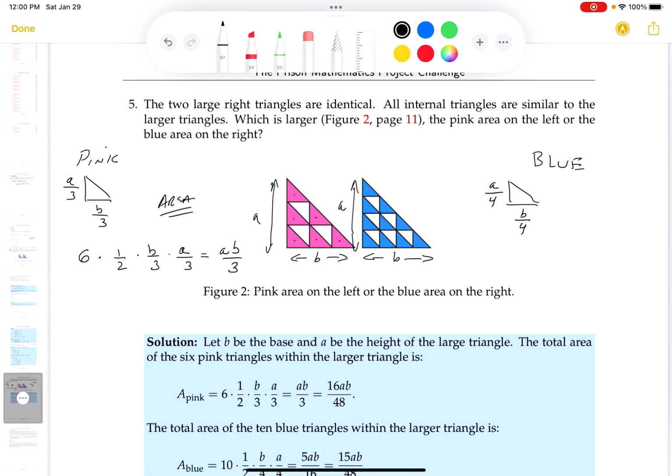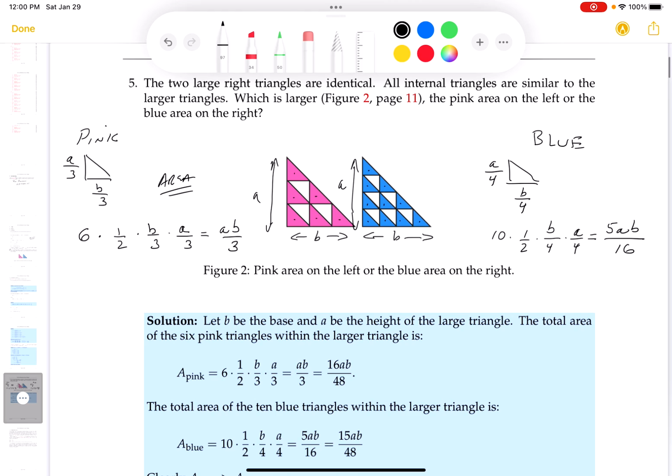All right, let's do the blue, and I'm going to count them up. 1, 2, 3, 4, 5, 6, 7, 8, 9, 10. There's 10 of them. And what's the area of that? The blue triangle would be 1/2 times the base. The base is B over 4 times the height, which is A over 4. Well, I got to look at it. I'm going to say 5AB over 16, right?